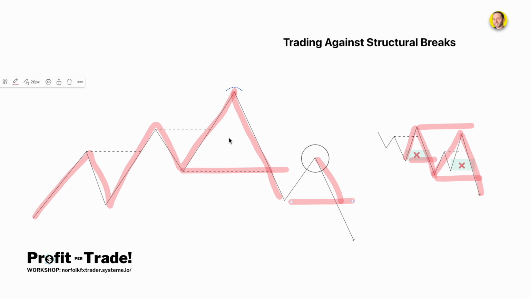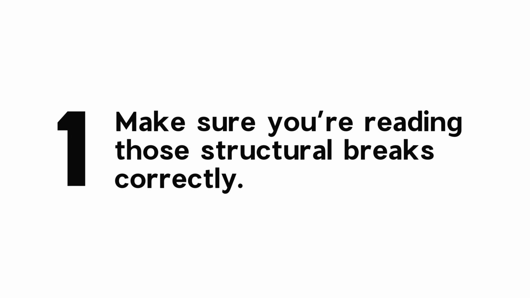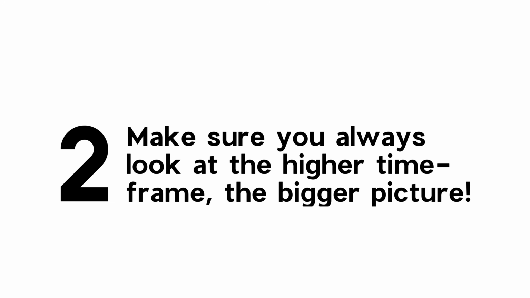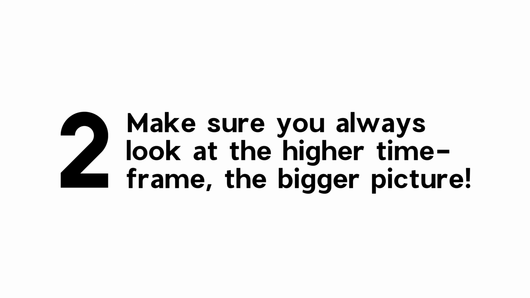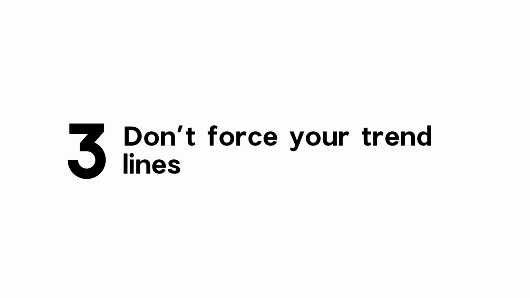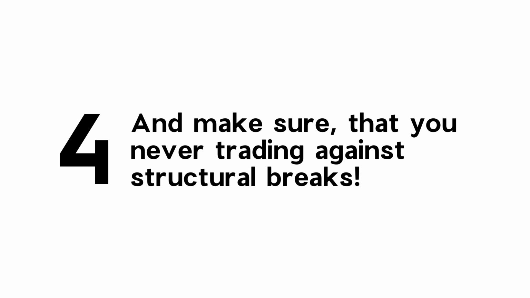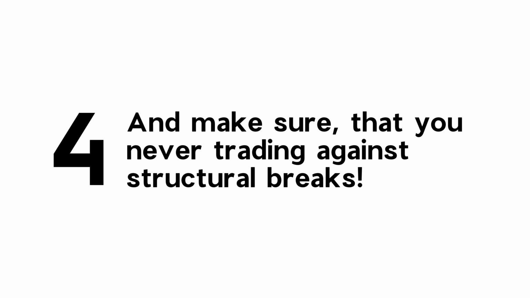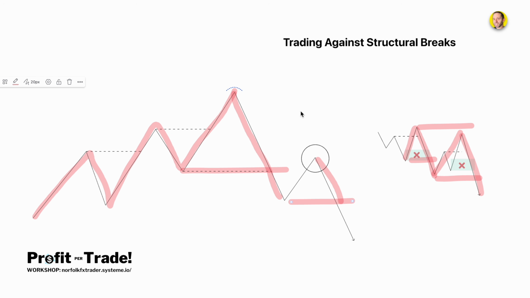So when you start seeing this price action, you need to make sure you're reading it correctly, and you need to make sure you are not trading against structural breaks on the bigger picture, the higher time frame. So to sum everything up, those major common mistakes: make sure you're reading those structural breaks correctly. Make sure you're always looking at the higher time frame, the bigger picture. Don't force your trend lines, and make sure that you're never trading against structural breaks, and you will do just fine.